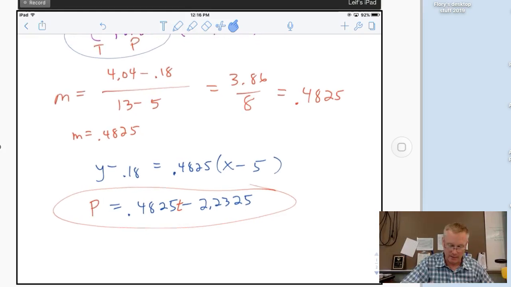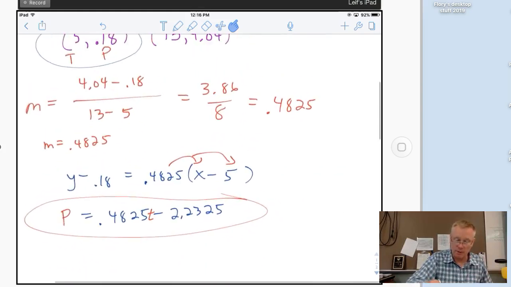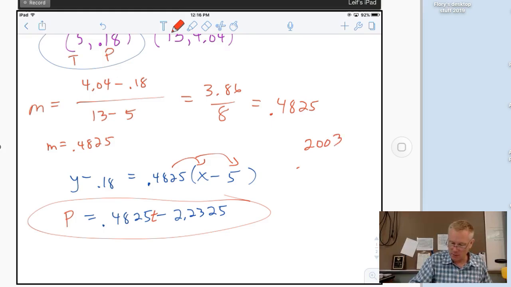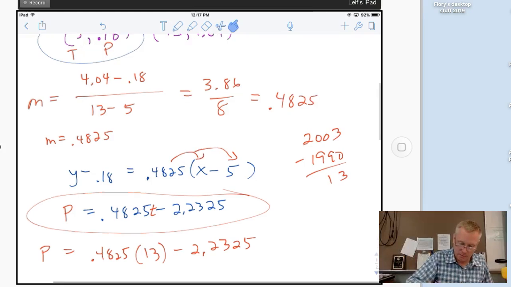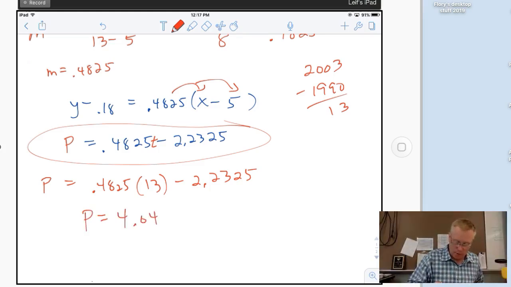And now that I've got that, I can find out anything just by plugging in the number I want for T. So the first year they said was 2003, which means 2003 minus 1990 is 13. So I'm going to plug in 13 for T. 0.4825 times 13 minus 2.2325 will give me my profit. When I punch that in my calculator, I get 4.04, and that was for 2003.